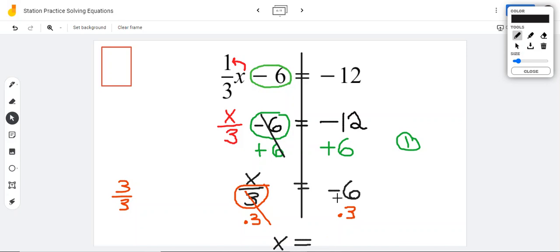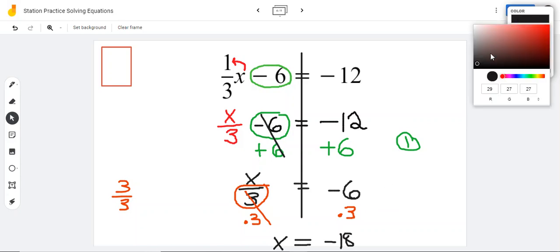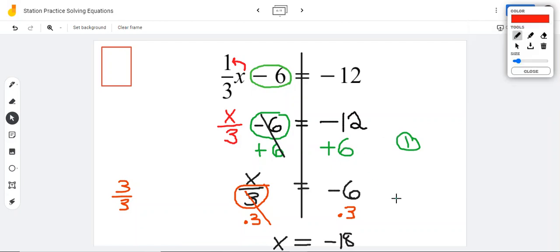Then negative times a positive is a negative, and 6 times 3 is 18. x equals 18. Okay? So our first step was to rewrite the problem with x in the numerator as a fraction. Then just proceed like normal with my first step of getting rid of addition, subtraction, and our second step is getting rid of that division.